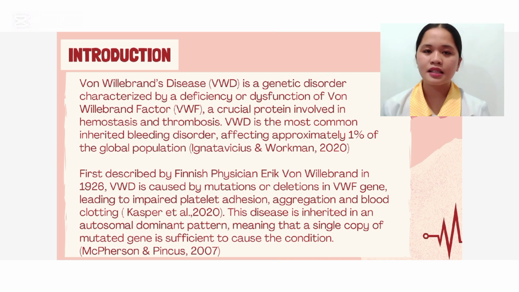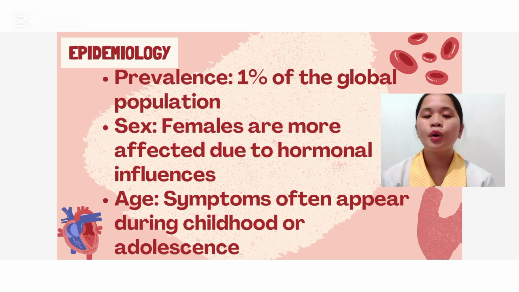Von Willebrand disease is caused by mutations or deletions in the von Willebrand factor gene, leading to impaired platelet adhesion, aggregation, and blood clotting. This disease is inherited in an autosomal dominant pattern, meaning that a single copy of the mutated gene is sufficient to cause the condition. Prevalence: 1% of the global population is affected, and females are more affected due to hormonal influences. Symptoms often appear during childhood or adolescence.